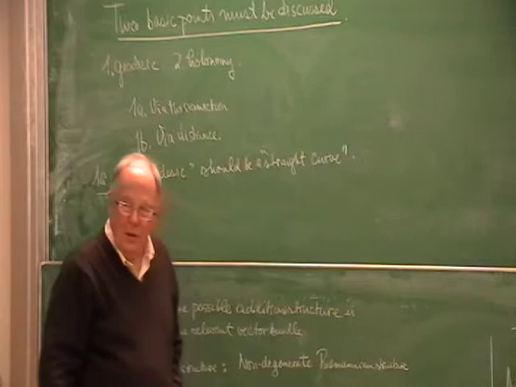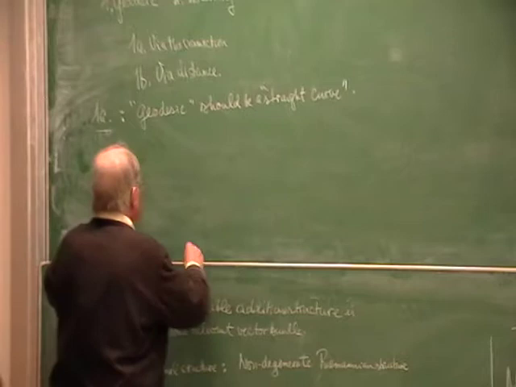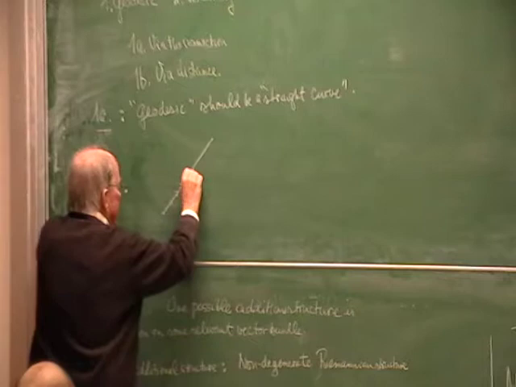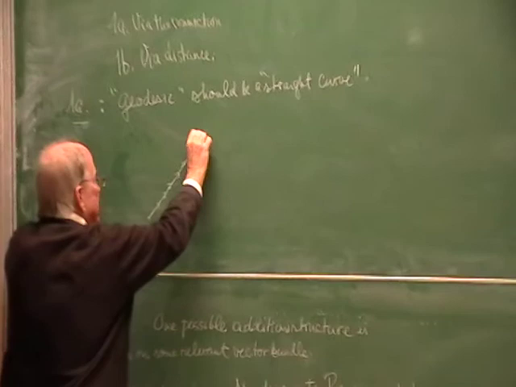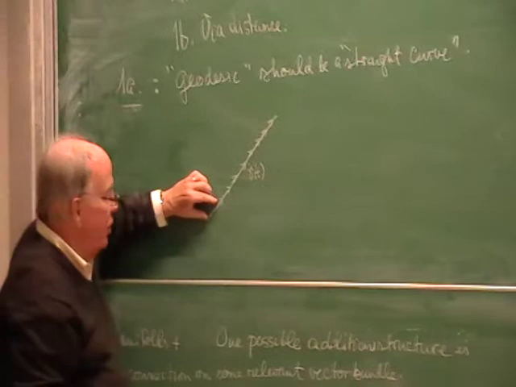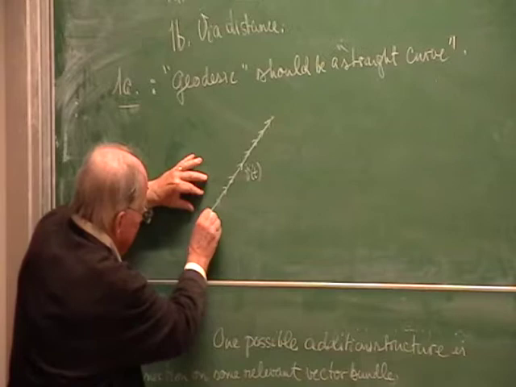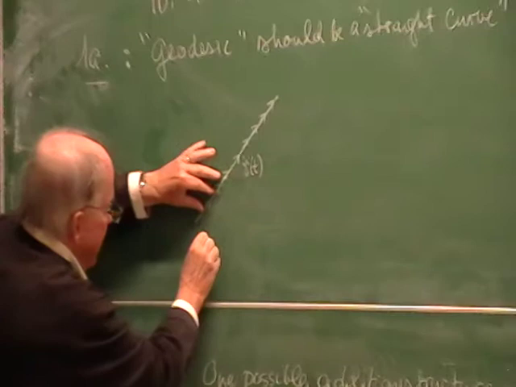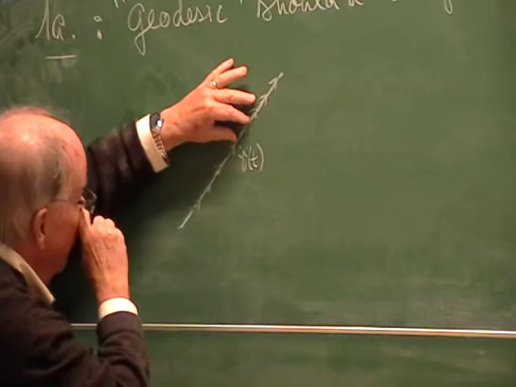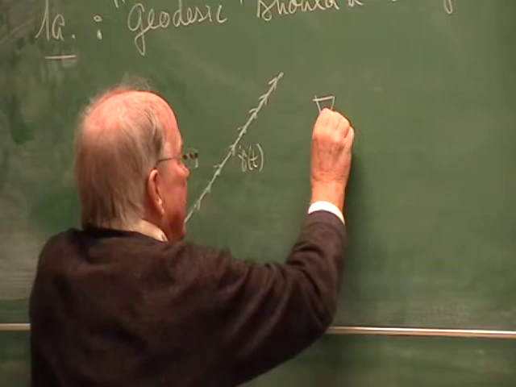Now think about what it means in the plane. A geodesic should be a straight line, and you have the velocity vectors on this line. This is the velocity vector, gamma dot. In the geometry of the plane, if you parallel transport the velocity vector from the first point along the line, it stays parallel, it stays tangent to the line. It doesn't move.